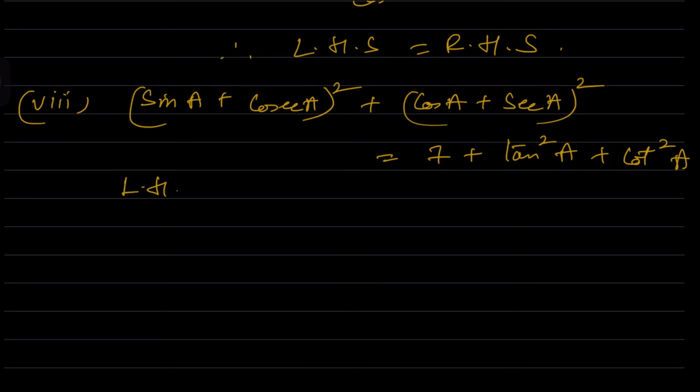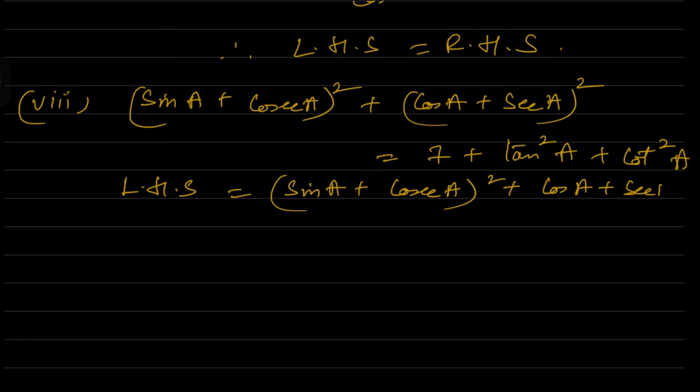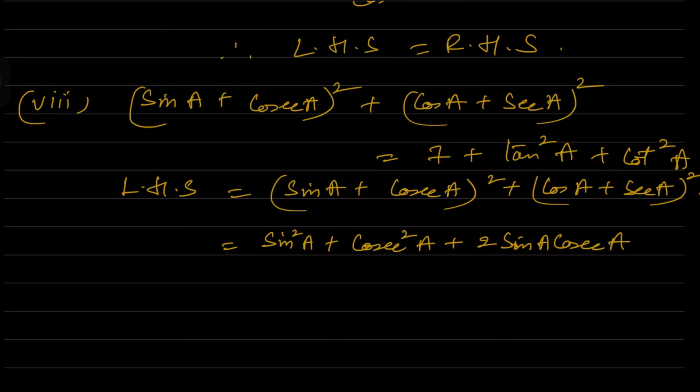So we are taking LHS is equal to (sin A plus cosecant A) whole square plus (cos A plus secant A) whole square, which is equal to sin square A plus cosecant square A plus 2 sin A cosecant A plus cos square A plus secant square A plus 2 cos A secant A.